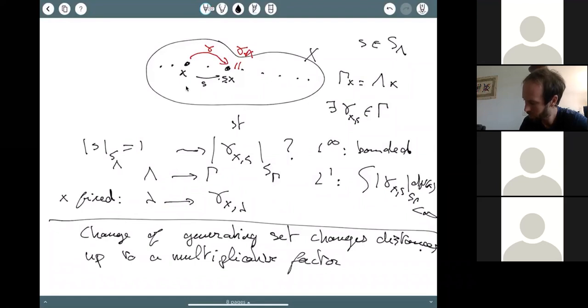So this is not going to affect the fact that it's L infinity, L1, LP, and so on. Okay, but that's a very good remark.